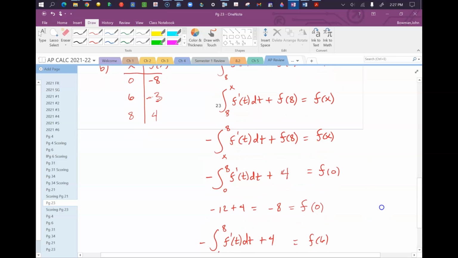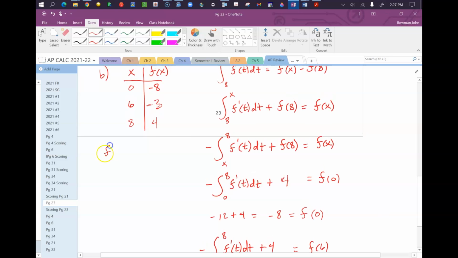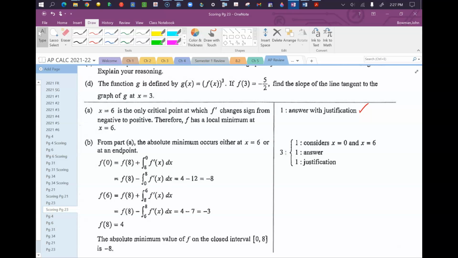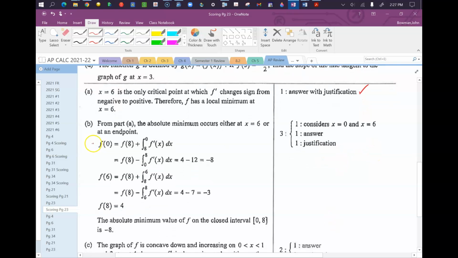And from our candidates chart, f of 0 equals negative 8 is the absolute minimum on the closed interval 0 to 8. So let's jump over, take a look at the scoring for that. And in part B, it says you consider x equals 0 and x equals 6. You have an answer and you have a justification. So f of 0, f of 6, f of 8, the absolute minimum is negative 8.